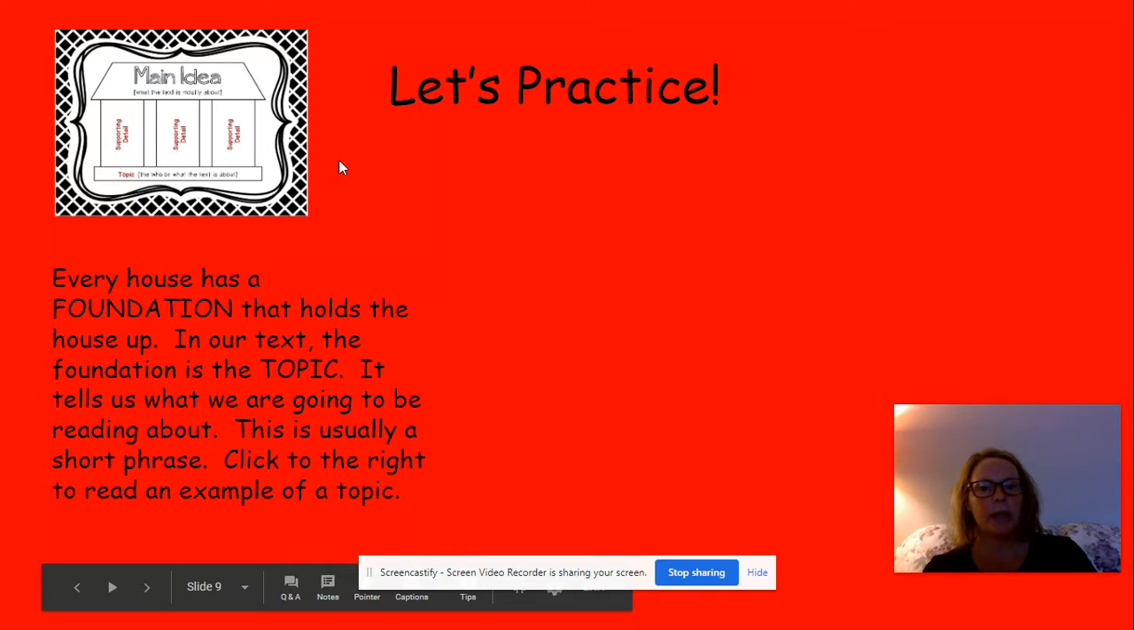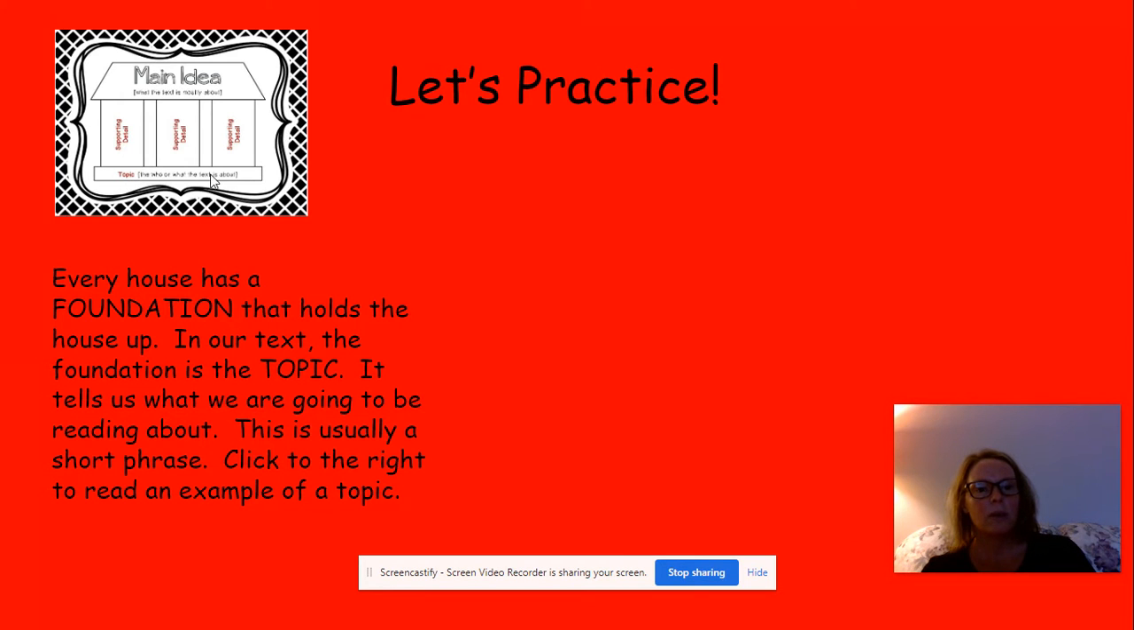So we are practicing by understanding how a house is built, interestingly enough. Every house has a foundation that holds the house up. In our text, the foundation is the topic. It tells us what we are going to be reading about. This is usually a short phrase. Click to the right to read an example of a topic.